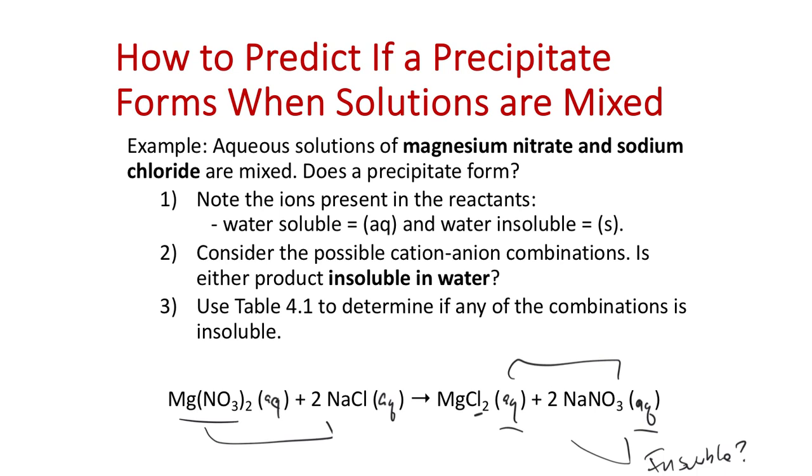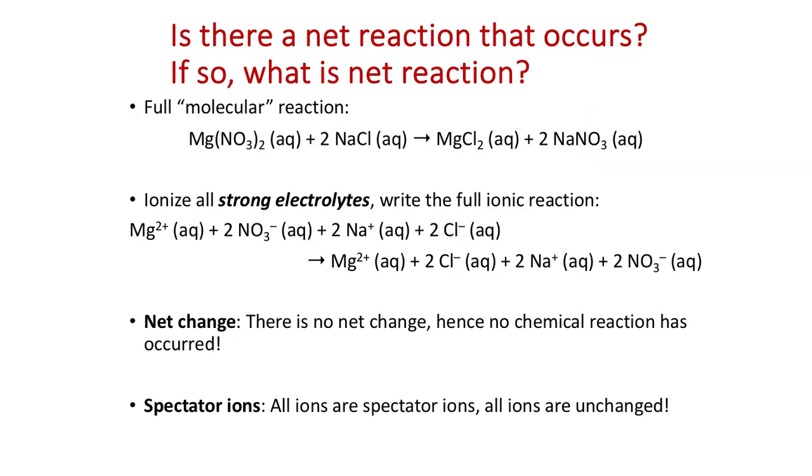And so we want to note the ions present in the reactants. Water soluble is aqueous, water insoluble compounds we'd write as solid. Everything in this reaction here is aqueous, water soluble. And then we want to consider the solubility chart to figure out if we have an insoluble salt. We did that. We didn't have one here.